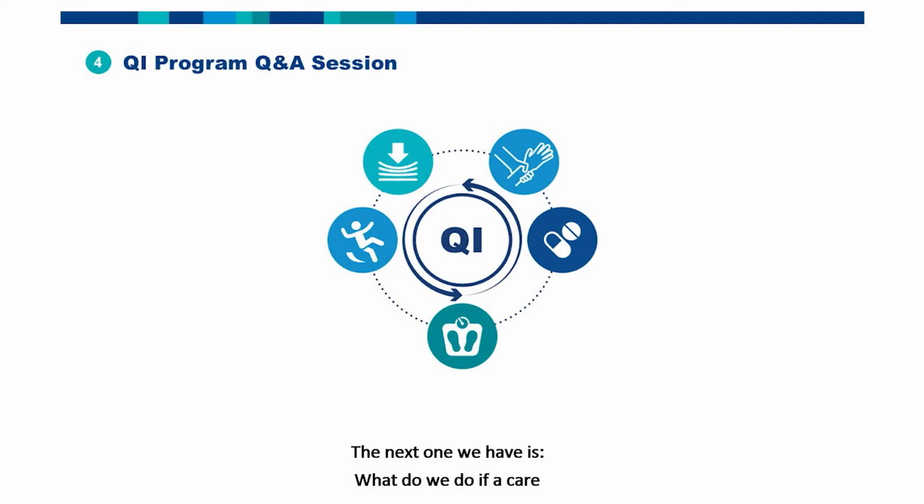The next one we have is, what do we do if a care recipient refuses an assessment, for example, a skin assessment or a weight assessment to take place? The answer to that is, where a care recipient does not provide consent for an assessment to take place, you will need to record this under the relevant exclusion criteria. You should not include the care recipient in the number assessed or counts for that quality indicator. Again, thanks so much for the question.